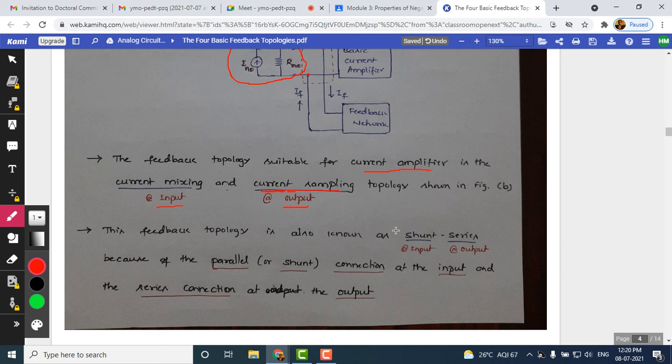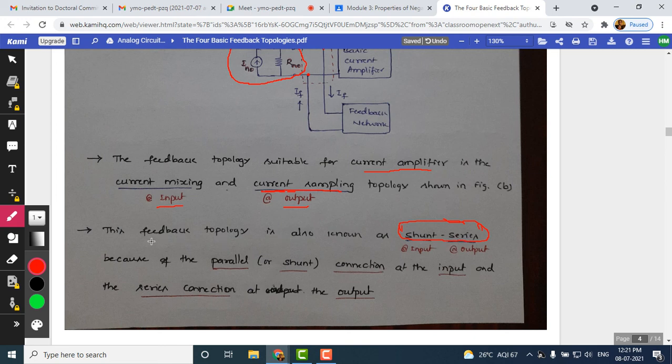Therefore, the current mixing, current sampling current amplifier can also be called a shunt series kind of feedback topology, because shunt refers to the input, which is happening in a parallel fashion for the current mixing, and the current sampling happens in a series fashion here. Remember that these words are very important, so students should not forget. A current amplifier can also be called a shunt series kind of feedback topology.